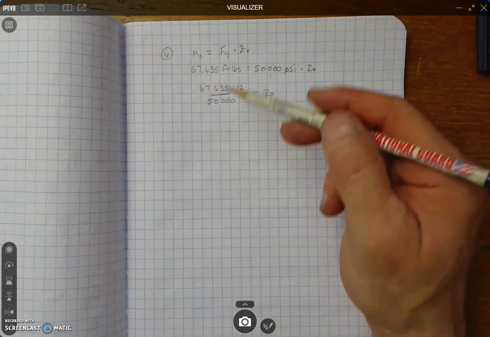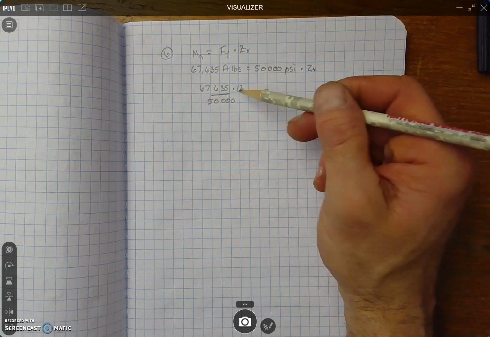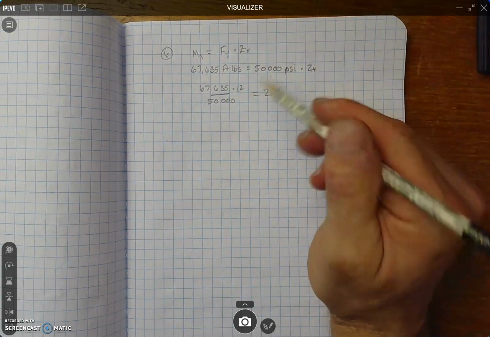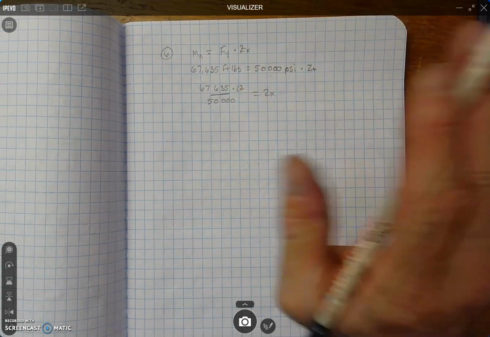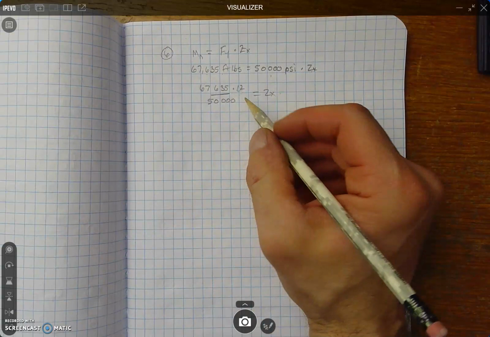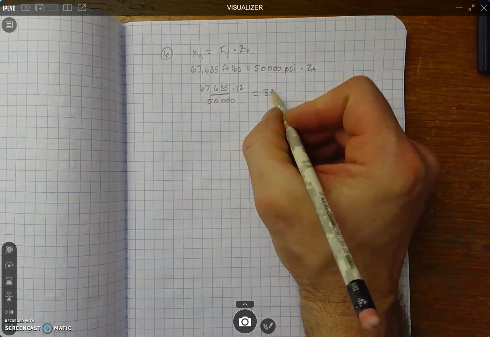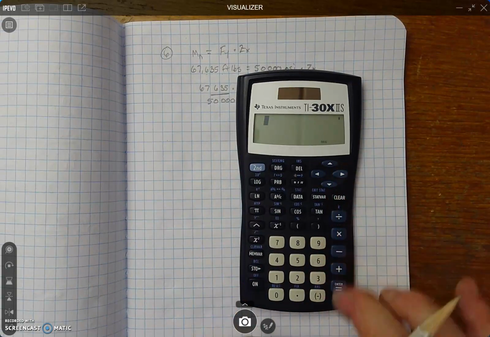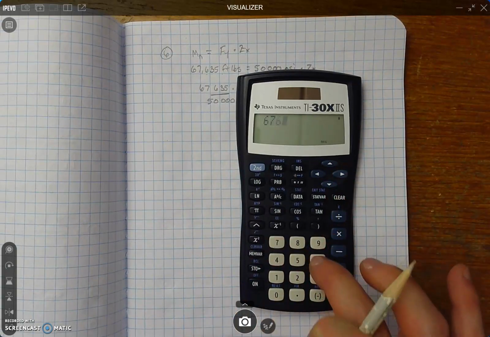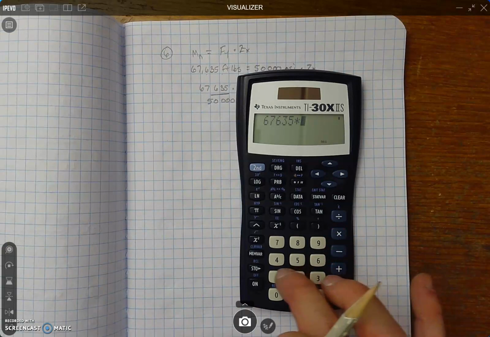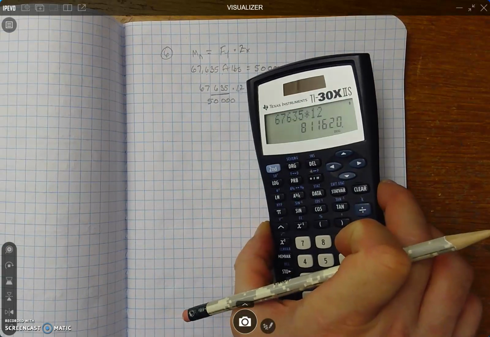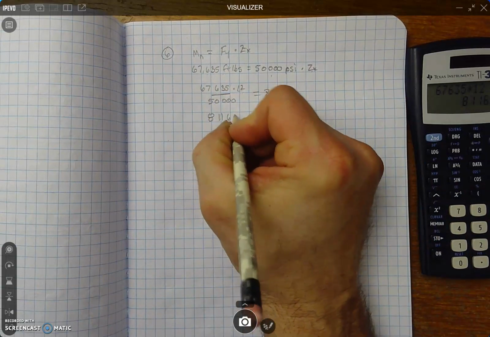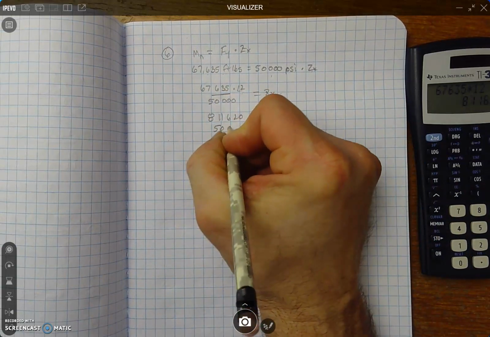Once we do all the canceling, this 12 is 12 over 1, and that represents inches over feet. And then your feet cross out with your feet here. And I don't want to go through all of it. But anyway, this will be inches cubed. Okay? So if we do that, I'm going to say 67,635 times 12 equals 811,620, divided by 50,000.